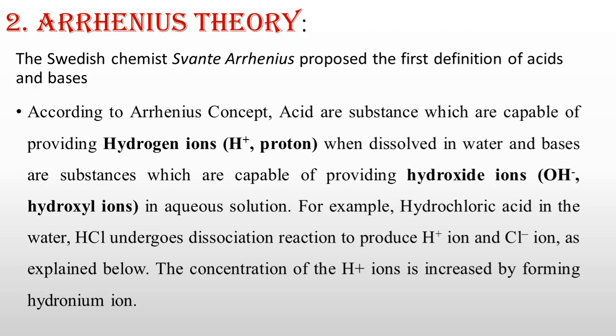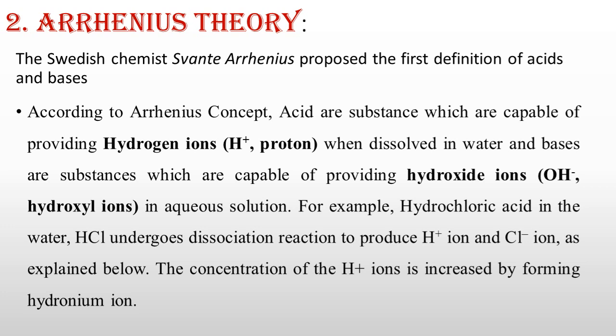base. Arrhenius theory. The Swedish chemist Svante Arrhenius proposed the first definition of acids and bases. According to Arrhenius' concept, acids are the substances which are capable of providing H plus ions or protons when dissolved in water, and bases are the compounds that are capable of providing hydroxyl or hydroxide ions in aqueous solution.